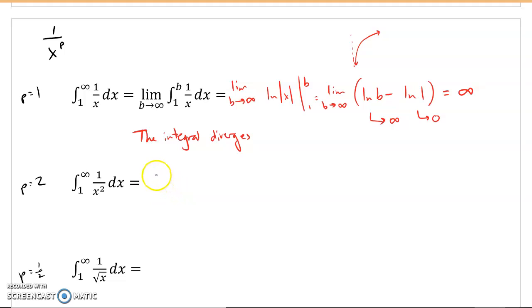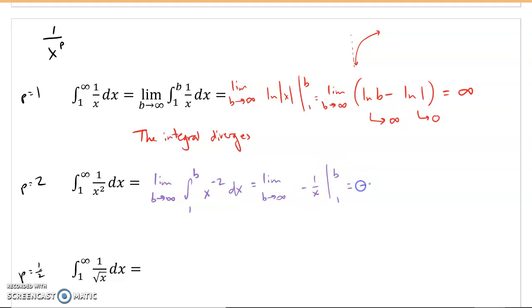And we rewrite this. We let the limit as b approaches infinity of the integral from 1 to b of 1 over x squared, which I'll write as x to the negative 2. All right, so that lets us do the inverse power rule, right? So we've got the limit as b approaches infinity of negative 1 over x, negative x to the negative 1. Evaluate that at b and at 1.